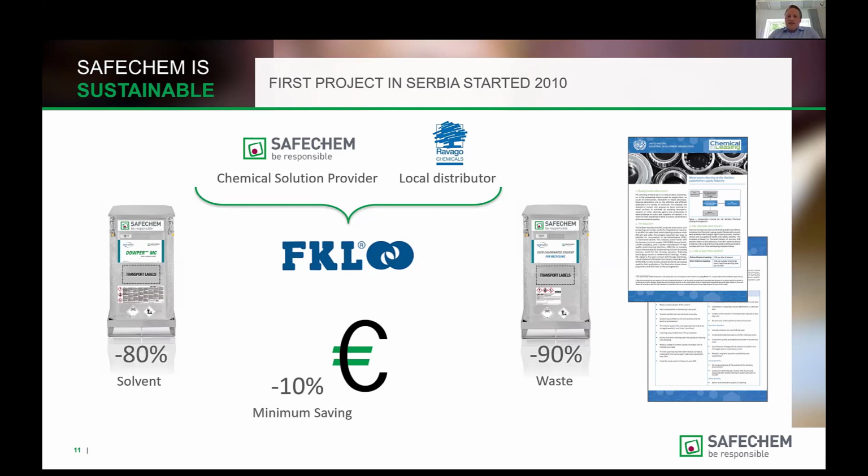So what you can see here is that, of course, you don't save the same cost because the whole offering is different. You have a lot more services involved to optimize the process. So the cost structure changes from a pure solvent consumption to a product plus service concept. But at the end, you still save cost compared to the previous process and potentially save a lot of chemicals at the same time.